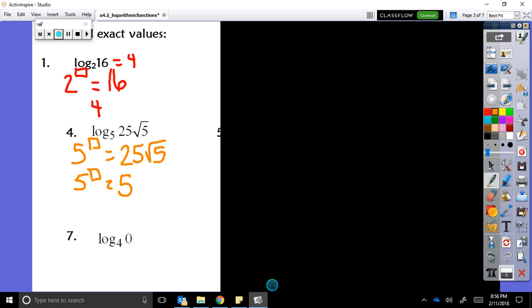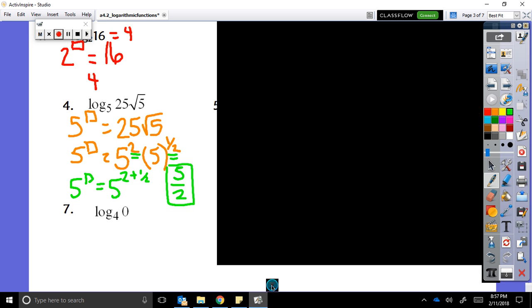25 I can rewrite as 5 squared, okay? The square root of 5 I can rewrite as 5 to the 1/2, okay? Now we should know what we do with exponents that look like this. We add them together. So 5 to the what is 5 to the 2 plus 1/2, or 5 over 2. Okay? So you're going to need that. You're going to have to change these guys to where they have the same base, okay? Over here underneath here, and I'm going to reveal that in a minute.